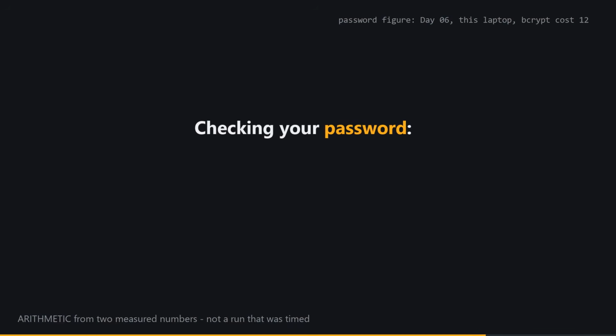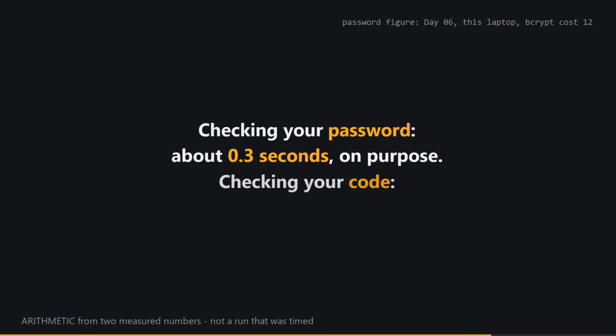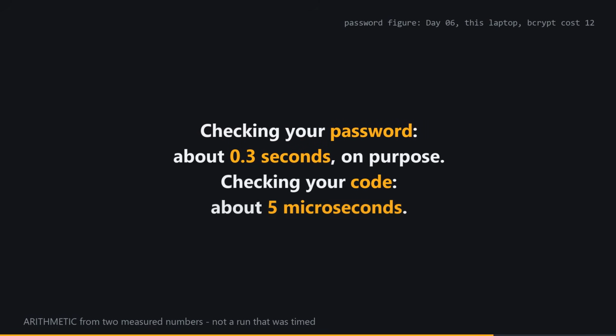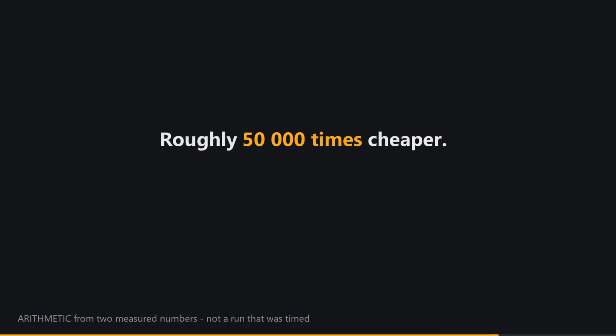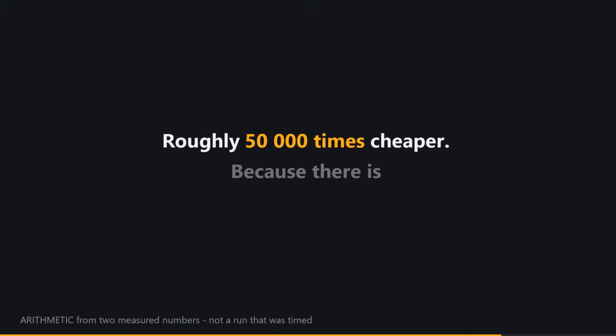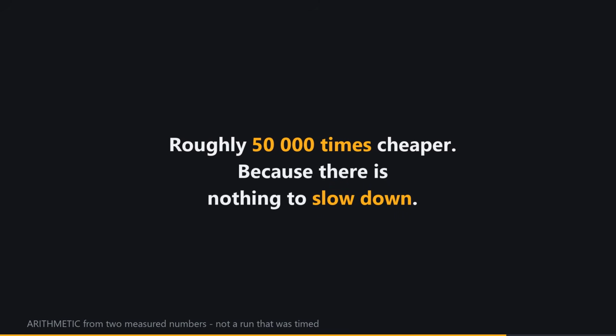You can see it in the cost. Checking a password was deliberately slowed to about 1/3 of a second. Checking your 6 digits took about 5 microseconds. Roughly 50,000 times cheaper because there is nothing to slow down. The secret is simply there.